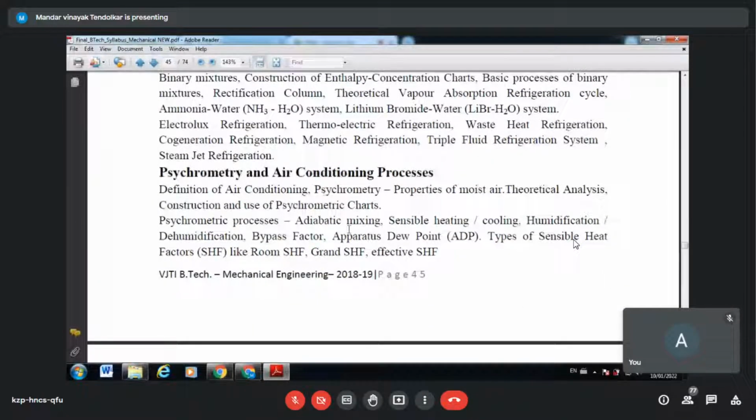Then we enter into air conditioning. So this is psychrometry and air conditioning processes. Here we basically deal with the definition of air conditioning or psychrometry. Then what are the properties we should focus on? How do we calculate them? What are the methods? What are the mathematical formulae? And then finally, how those charts are prepared.